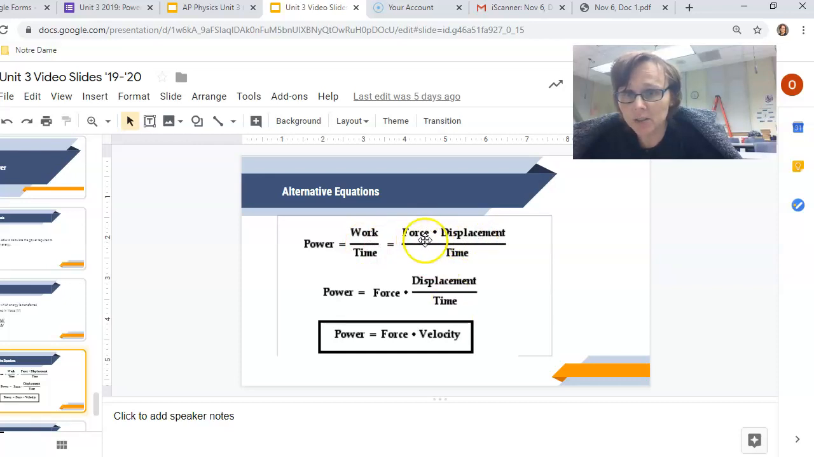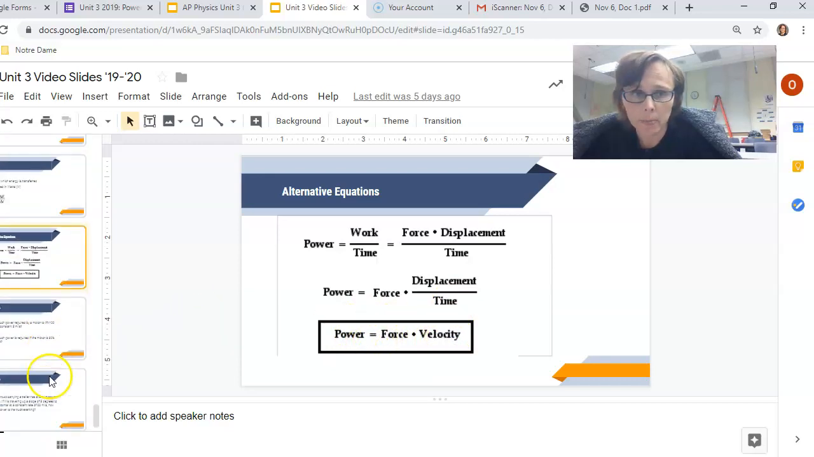Force here means there is no cosine between them, because it is the component of the force which is in the same direction as displacement, or in the opposite direction, right? That's why we get rid of the cosine here. So power is force multiplied by displacement over time, and another definition from physics we want to use here is velocity. So the other formula for power is force times velocity.